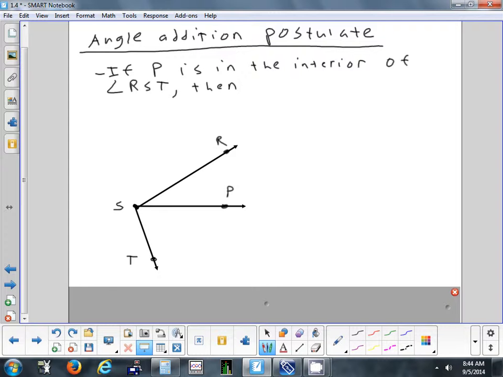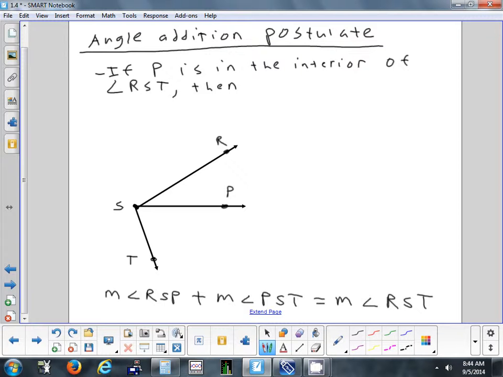I might write it in a little different order. But the measure of angle RSP plus the measure of angle PST, so I just said that part first, equals the measure of angle RST. And that's always true as long as you have P in the interior of the angle you're talking about.